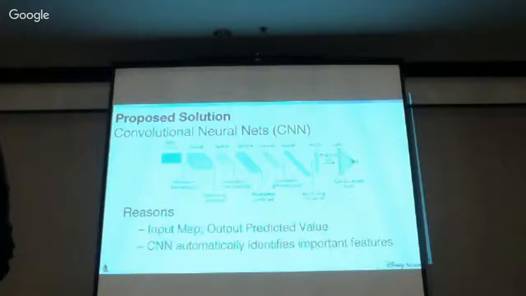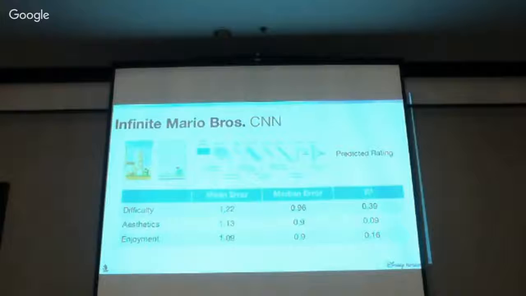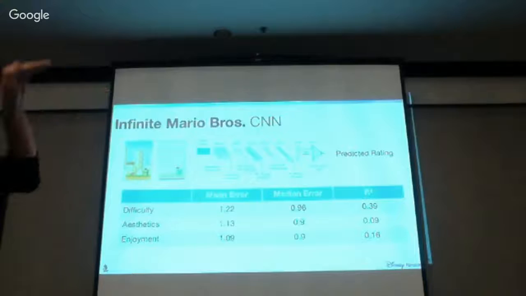This is a 3-layer CNN, where we passed in a map level representation that looks like this in the top left, got out a predicted rating, and this is our performance here. The important thing to look at is the R squared value at the end, which tells us how well our results fit onto the correct answers. You can see that we do moderately well on difficulty, and not very well at all on enjoyment or aesthetics, but again, it's difficulty first, then enjoyment, then aesthetics. So these results aren't great, and we'd like them to be a little better.